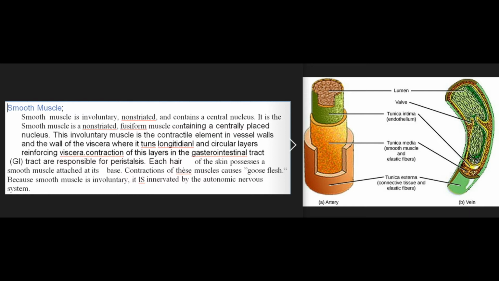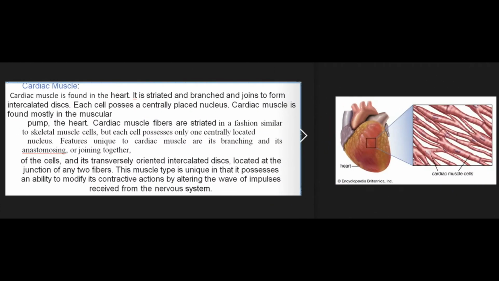Each hair of the skin possesses a smooth muscle attached at its base. Contraction of these muscles causes goose flesh. Because smooth muscle is involuntary, it is innervated by the autonomic nervous system.